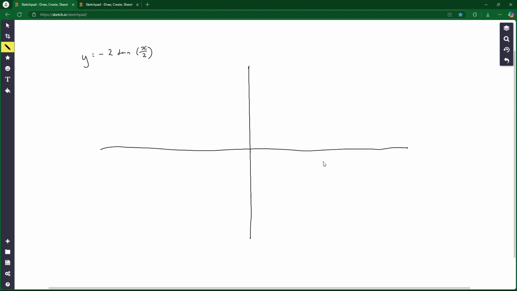We will be going up until 2 pi, and then pi, 3 pi over 2, pi over 2, and then over here, negative 2 pi, negative pi, negative 3 pi over 2, and then negative pi over 2. And then this is just going to be our point 0.